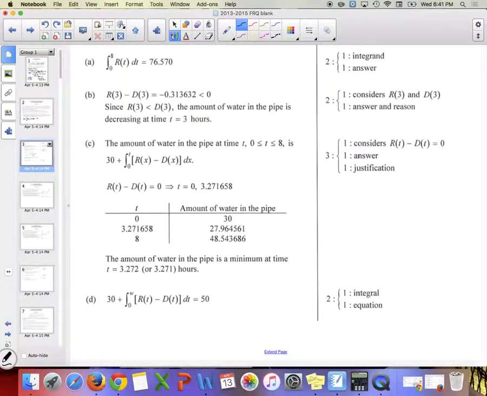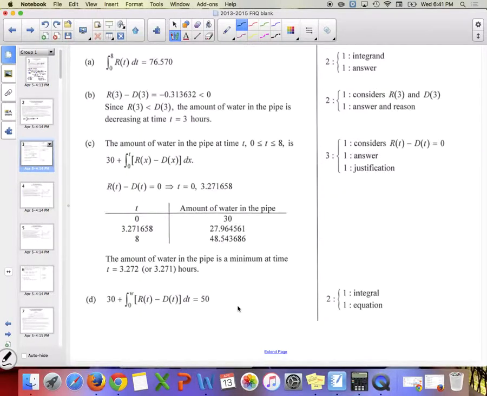So the scoring guide for question 1, you get 2 points. 1 point for the integrand, so the r of t, 1 point for your answer, which is the 76.570. For part B, you get 1 point for considering what r of 3 and d of 3 are, and deciding, well, r of t is smaller than d of 3, so that's going to be your answer with reason, so a point there. Part C, the amount of water between 0 and 8 is 30 plus, we did this, so considering where r of t minus d of t is equal to 0, so we took the derivative of this, set it equal. 1 point for your answer and 1 point for your justification. And then part D, you get 1 point for the integral part, you get 1 point for your entire equation.